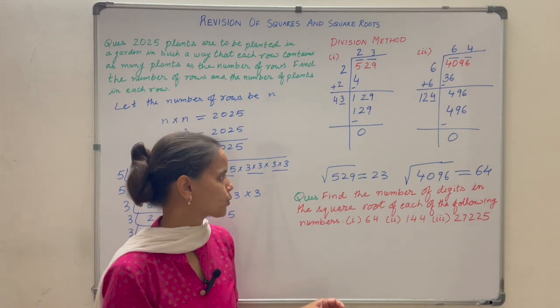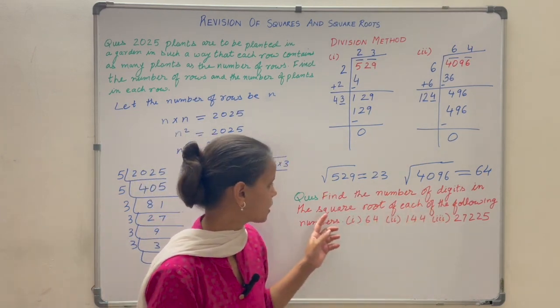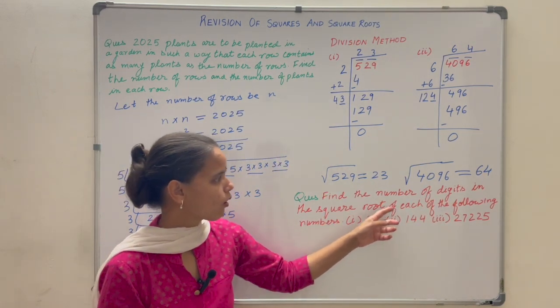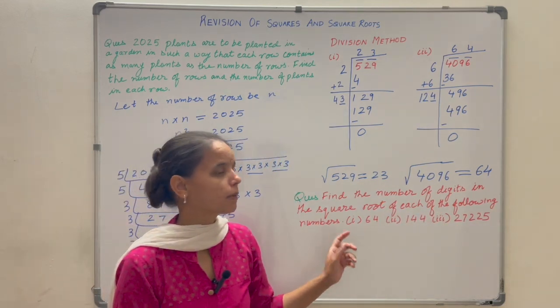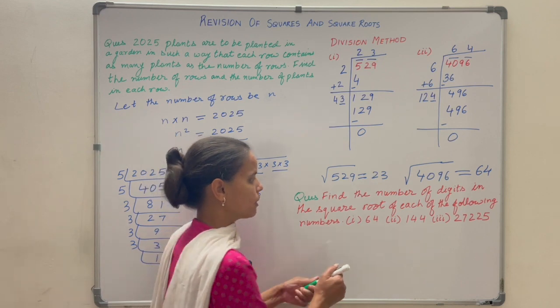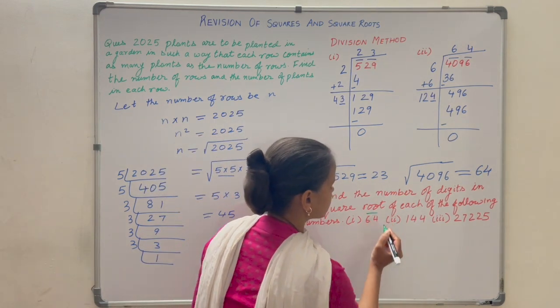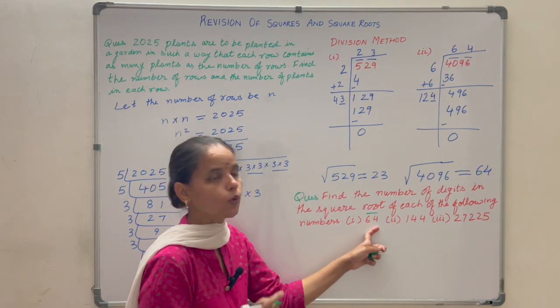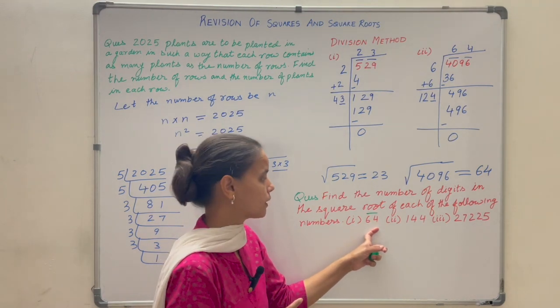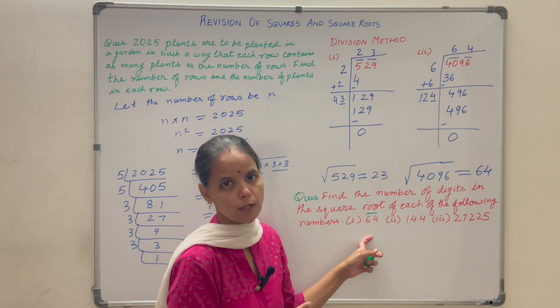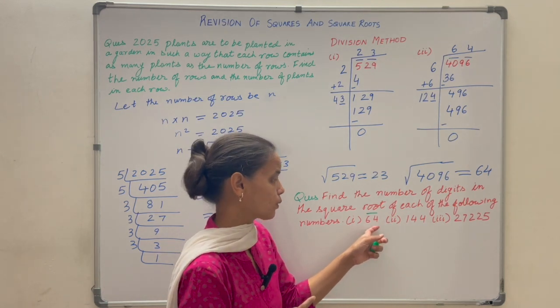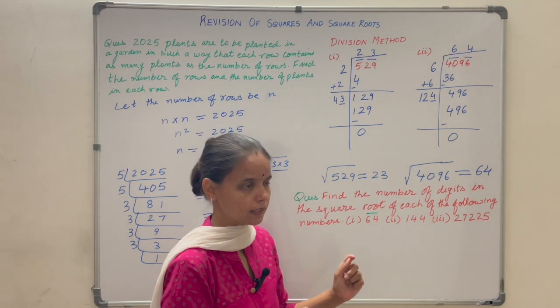Let us take this question. Find the number of digits in the square root of each of the following numbers. So one way is by placing the bars. So how many bars are there here? Starting from one's place, you can see only one bar is there. So that means there is one digit in the square root of this number. You can see the square root of 64 is 8. That is a single digit.